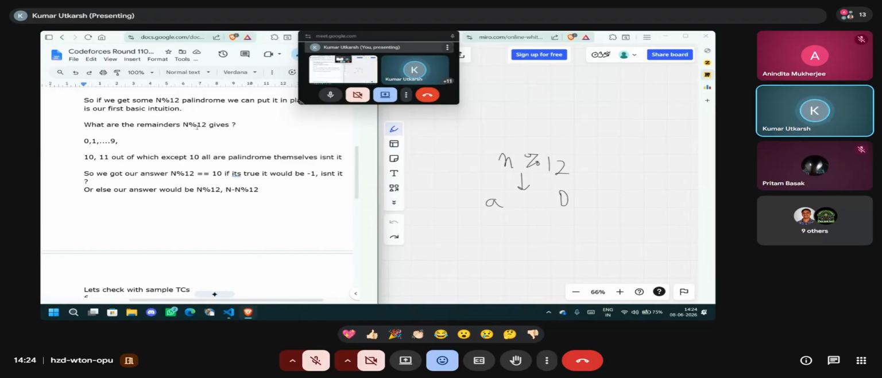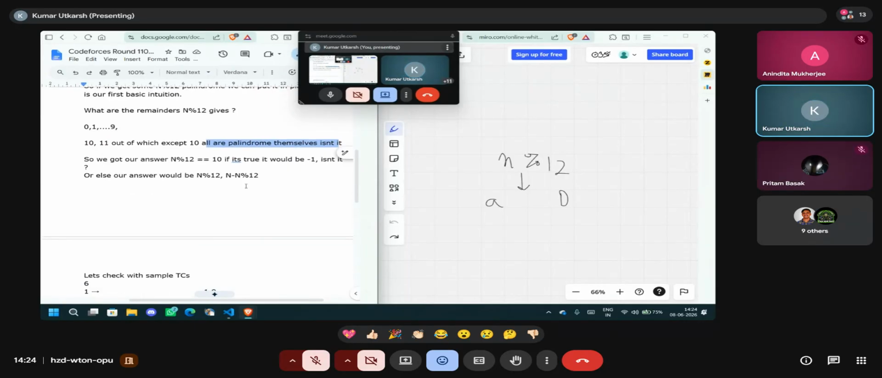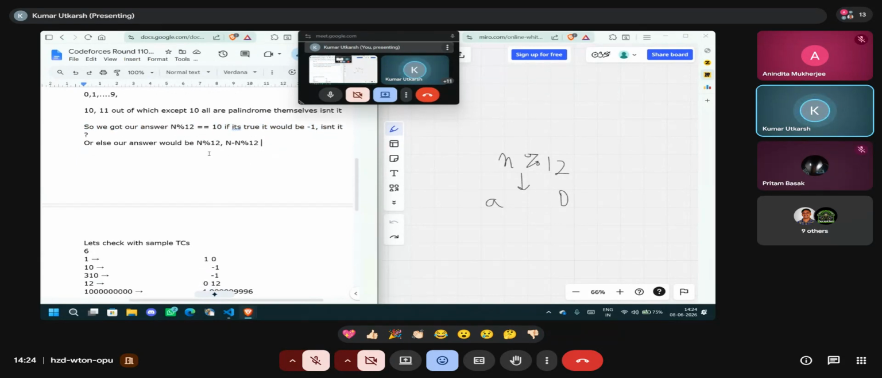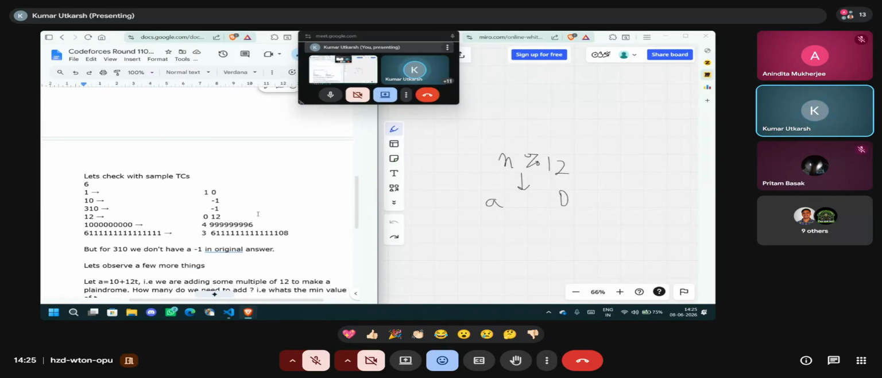So what are the remainders of n modulo 12? 0 to 9, and then 10 and 11, out of which, except 10, all are palindromes in themselves, isn't it? Right? So our answer would have been: if n modulo 12 is equal to 10, then it would be -1. That is, we can never get our answer. And if not, then n mod 12 can result in 0, 1, 2, 3, 4, 5, 6, 7, 8, 9, and then 11. And then we deduct that number from n, right? I guess you understood what I said.